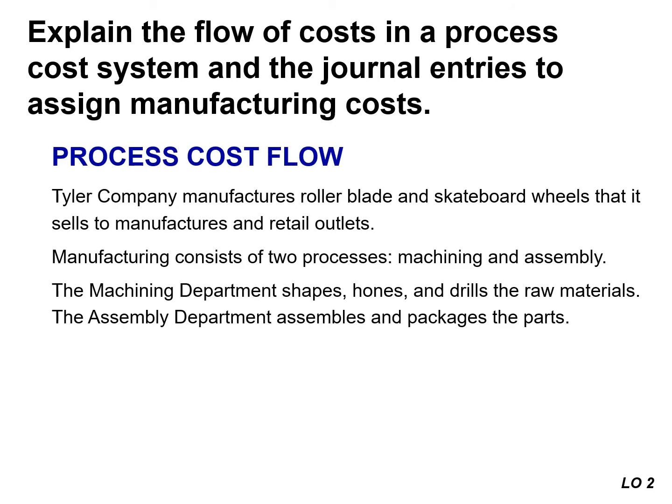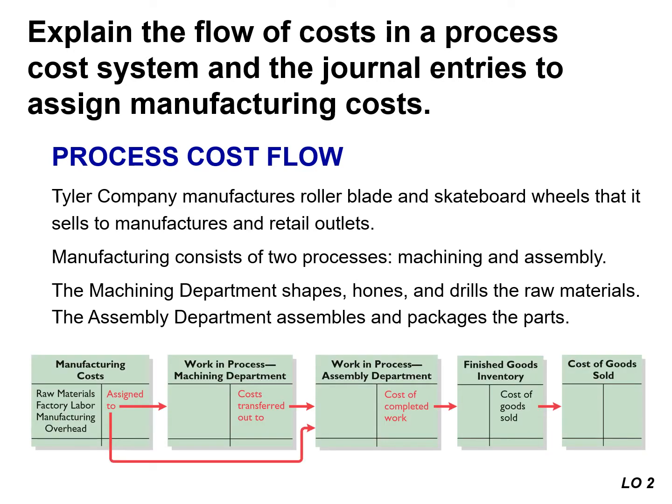Tyler Company manufactures rollerblades and skateboard wheels. Manufacturing consists of two processes, machining and assembling. So there will be two work-in-process inventory accounts. The machining department shapes, hones, and drills the raw materials, whereas the assembly department assembles and packages the parts. Tyler will track materials, labor, and manufacturing overhead as they are added or incurred in each department.